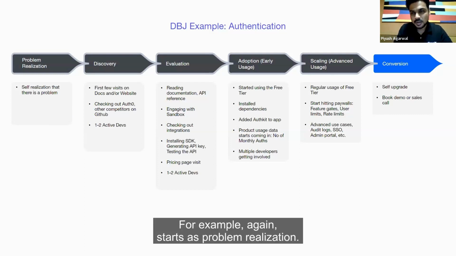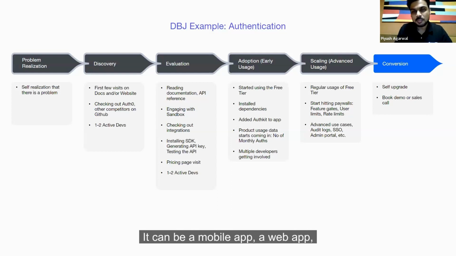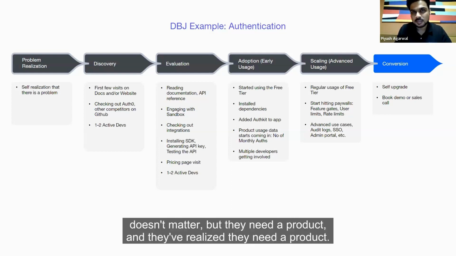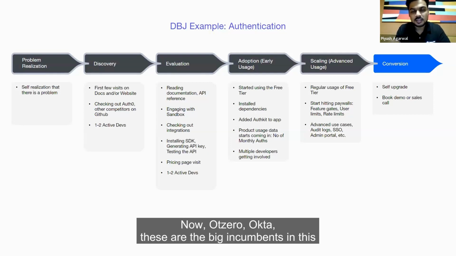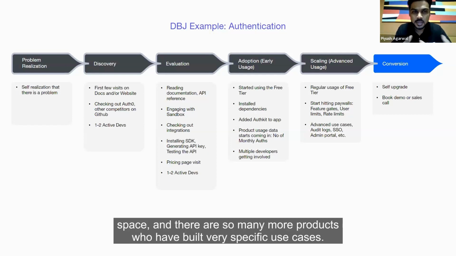For example, again, it starts with problem realization. Somebody wants to add authentication to their product. It can be a mobile app, a web app, doesn't matter, but they've realized they need a product. Step two is they go and discover options available. Now, Auth0, Okta, these are the big incumbents in this space, and there are so many more products who have built very specific use cases.